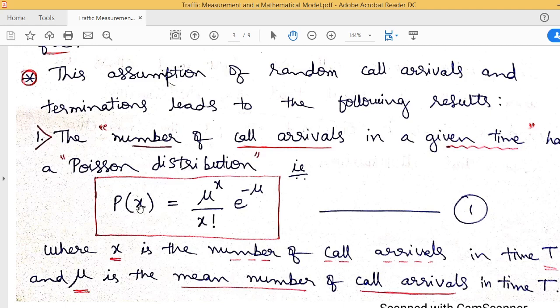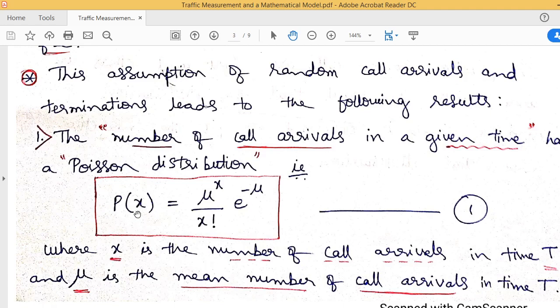Accordingly, we can write the probability of x number of calls in progress to be equal to mu power x by x factorial e power minus mu, where x is the number of call arrivals in time t and mu is the mean number of call arrivals in time t. The difference between x and mu will be calculated. We will come to know the difference between x and mu when we solve one problem.